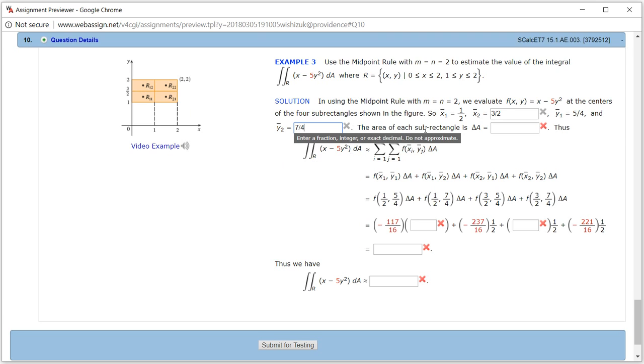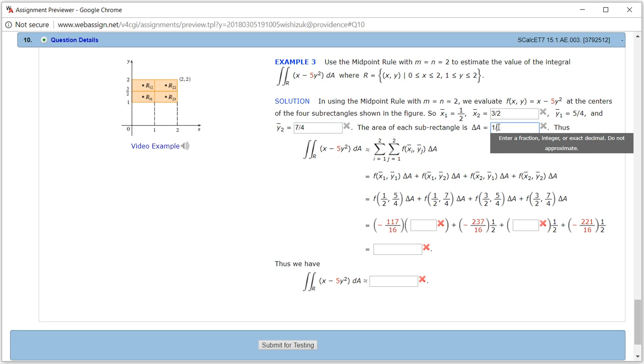Then the area of each subrectangle. The base is 1 and the height is 1/2, so delta A would be just 1/2. That part is pretty simple. And then we have this double integral using the midpoint, so you have an xi bar and a yj bar and so on. We just write it all out, and we have that.